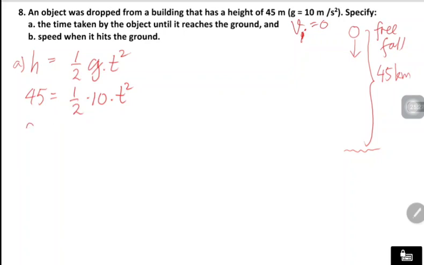Then we get 90 equals 10 t squared. So we get 9 equals t squared. So t is the root of 9, and we get 3 seconds.